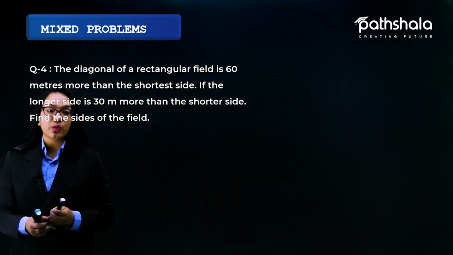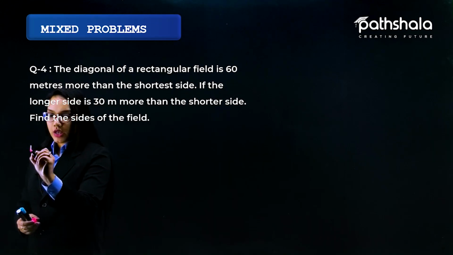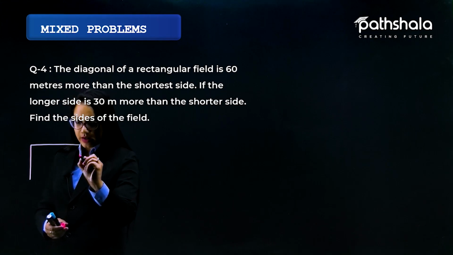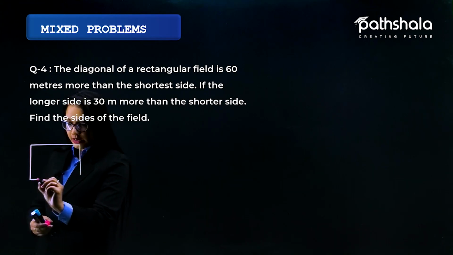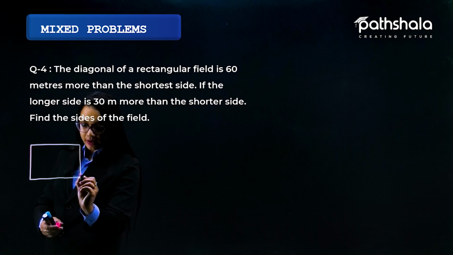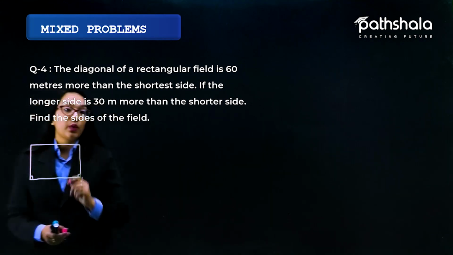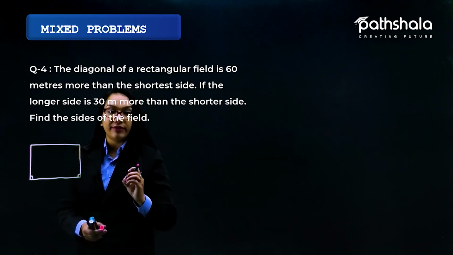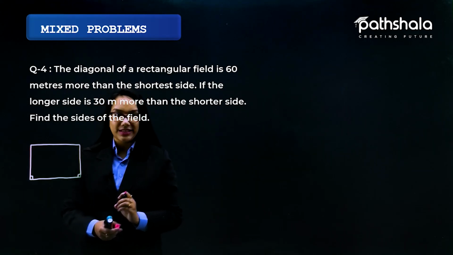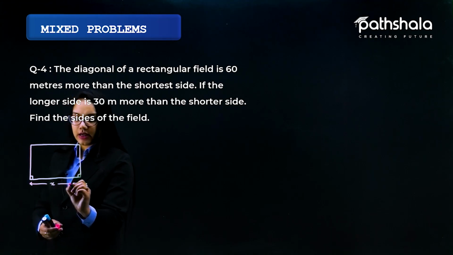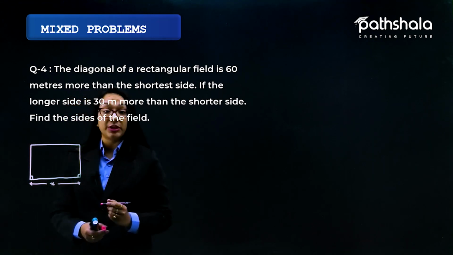So according to this question, what is given to us? Let us suppose this is my rectangular field. Obviously we know that the angles formed over here are 90 degrees. This is again 90 degrees. Further, the question says the diagonal of a rectangular field is 60 meters more than the shortest side. So let us suppose I am calling this shortest side x.